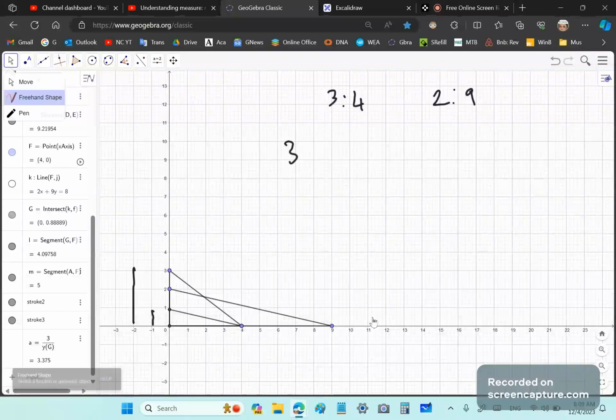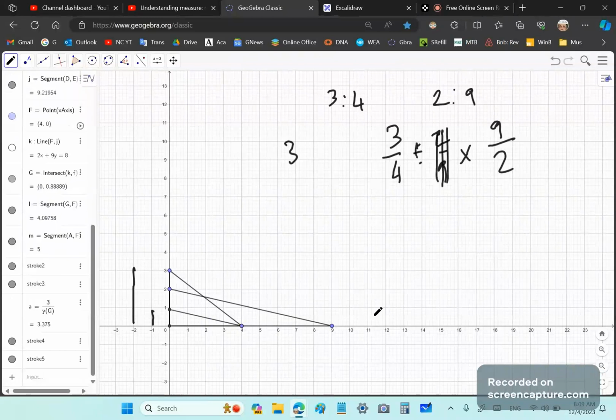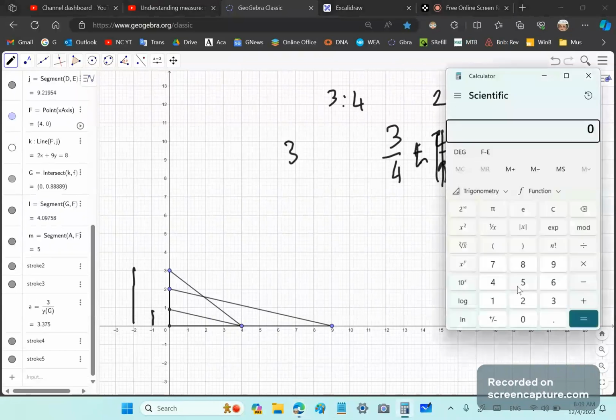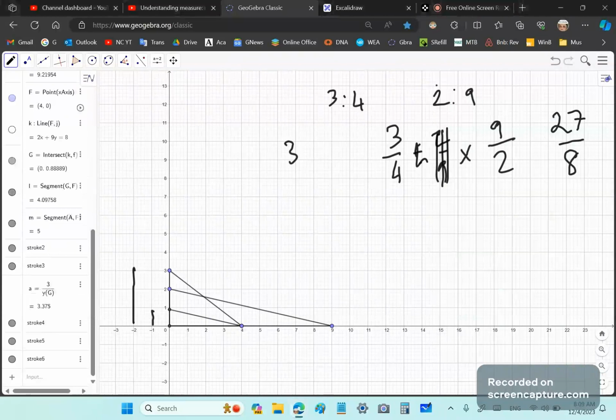So algebraically, we would say 3/4 divided by 2/9, which is the same as multiplied by 9/2, right? And then that would be 27/8. And what is 27/8? Let's just calculate that. 27/8. And that's the answer, right? 3.375. So that's the measure. 27/8 is the measure of this ratio quotient.